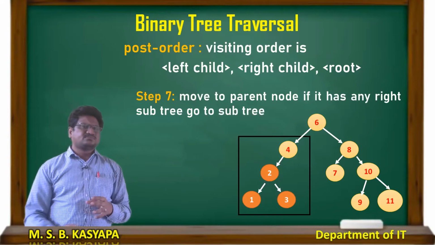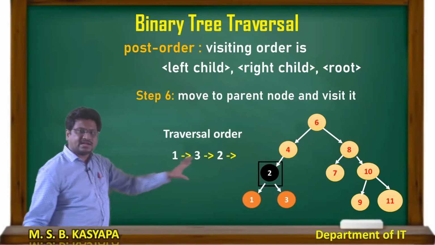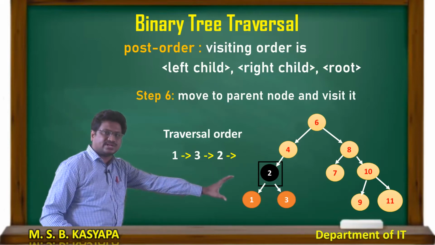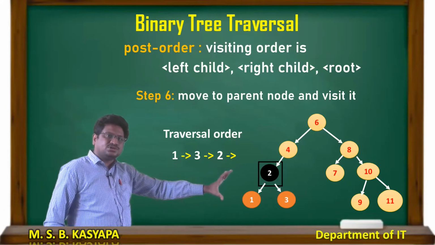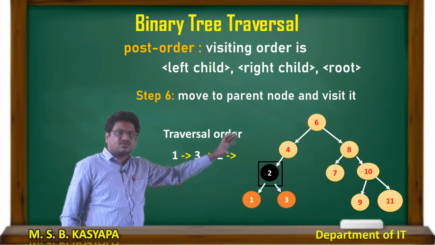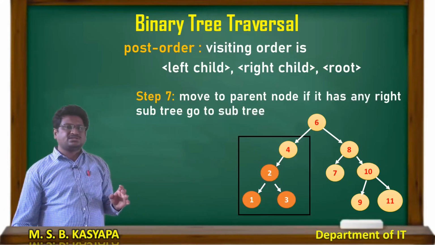After visiting this subtree, this entire subtree 2, 1, 3 is completed. So it has to shift to the upper subtree. What is the upper subtree? 4, 2, 1, 3. Am I right? The upper subtree is 4, 2, 1, 3.